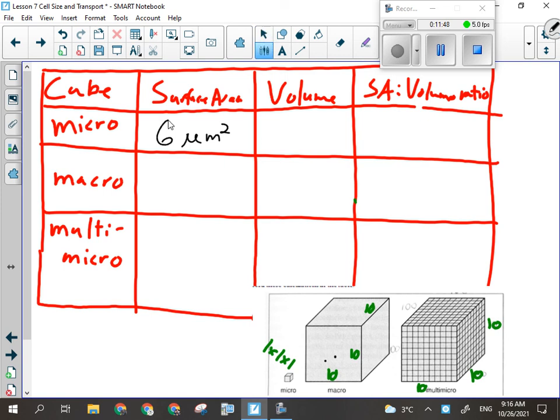Okay, even easier than that calculation. How do I calculate volume? Length times width times height. 1 times 1 times 1 is 1 cubic micrometer. Okay, because now we're talking about the interior volume. Volume is in cubic units. All right, so that means then that our surface area to volume ratio is 6 to 1.